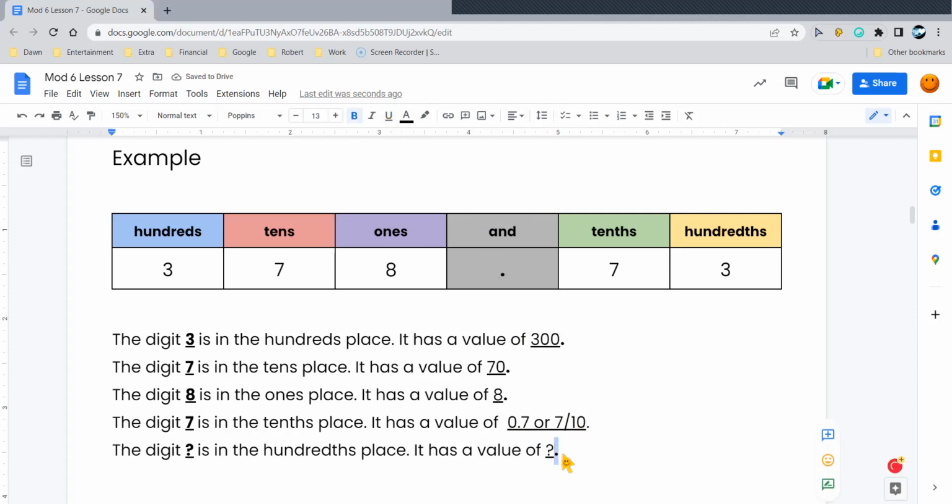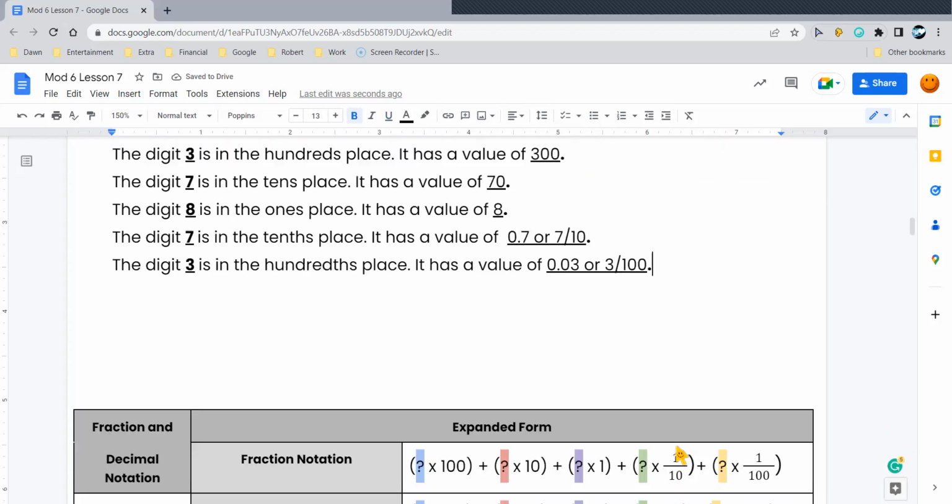I moved my period, so let me quick fix that, you guys. Okay, so the digit in the hundredths place, again, it has a TH, so I'm on the right-hand side, is a 3. So right here, I'm going to write a 3. In the hundredths place, it has a value of, and this is important, 0.03. We have to make sure that the 3 lands in the hundredths place. And then when we write our fraction, we do 3 over 100. Good job, you guys.